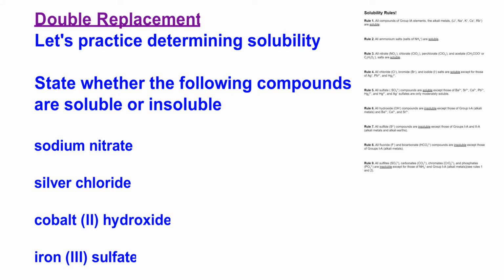So let's do the first one together again, and then you'll do the next 3 on your own. We have to figure out whether or not the following compounds are going to be soluble or insoluble. So looking at sodium nitrate: remember, sodium is Na+, nitrate is NO3-. So that total formula is going to be NaNO3. I look over at my solubility rules, and rule number 1 tells me that all elements in group 1, all alkali metals, are going to be soluble. So that means that this sodium nitrate is going to be soluble, aka aqueous. So I want you to go ahead and try silver chloride, cobalt 2 hydroxide, and iron 3 sulfate, and then check your answers.